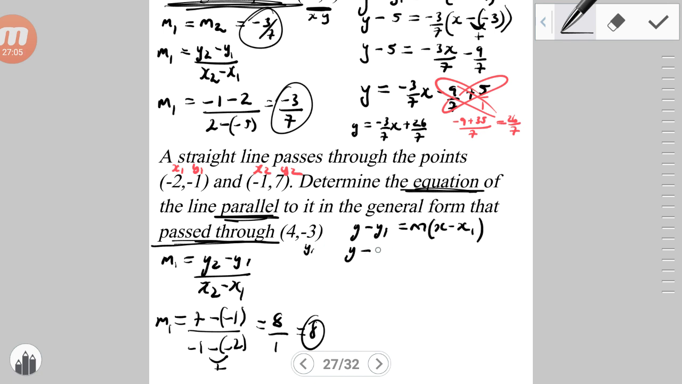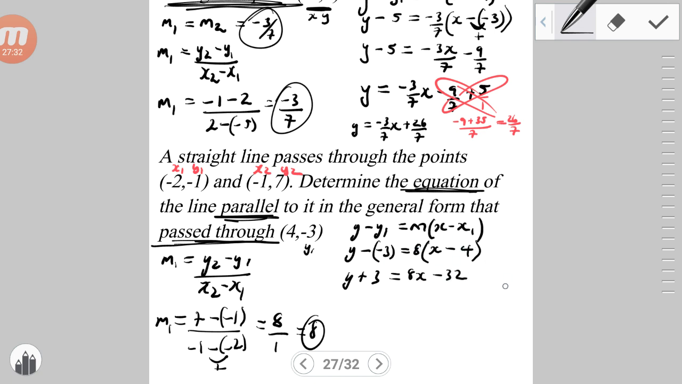So that's y take away -3, and that's going to be equal to m, which we had calculated to be 8, times x minus x1, which works out here to be 4. Negative times negative is a positive, so we end up with y plus 3. You've got to be careful of your signs, guys. Your signs are important. 8 times x is 8x, and 8 times -4 is -32.